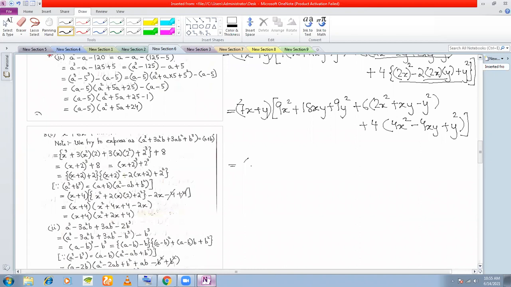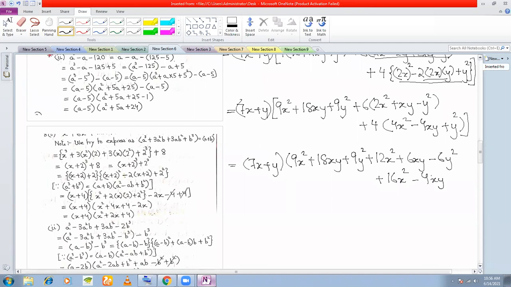So you have 7x plus y into 9x square plus 18xy plus 9y square plus 12x square plus 6xy minus 6y square plus 16x square minus 4xy, sorry, 16xy. 4 into 4 will give you a 16, minus 16xy plus 4y square. Okay.